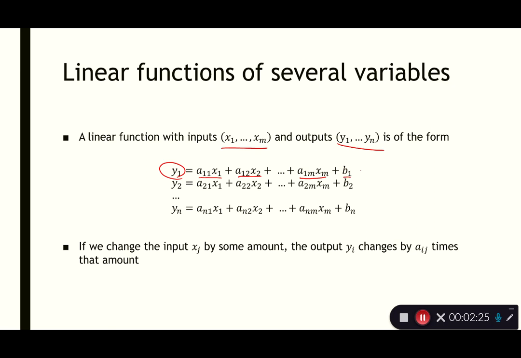So that's what happens to the first output, and the second output is the same way. It has some way to multiply and add up all of those inputs and then add some constant. And that's true all the way down to the last one. So that's the simplest way to write these things. And these numbers a_ij have specific meanings. They tell us if we take the jth input and change it by some amount, then the corresponding output changes by that number a_ij times the amount we change the input.